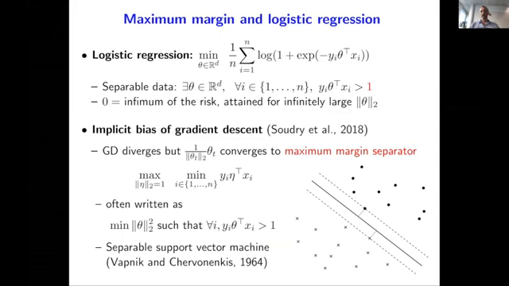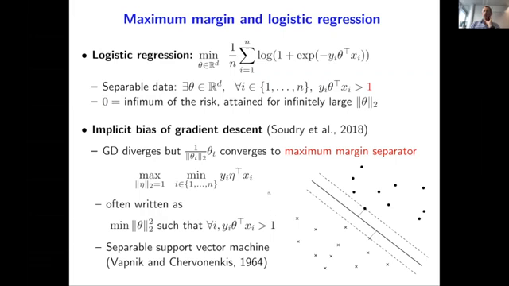So gradient descent will diverge, but if you look at the direction of divergence, then it does converge to the maximum margin separator. This is a figure taken from the 90s. And this is the maximum margin SVM: minimize the squared norm such that you fully separate the data. So essentially what they showed is that running gradient descent will converge, after rescaling, to the maximum margin SVM. This is a very nice result by Soudry and colleagues.